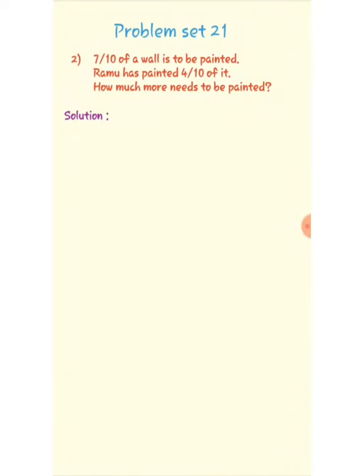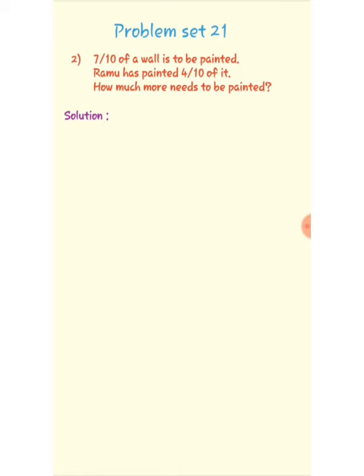Now just like the first 8 examples, one word problem is also given in Problem Set 21 that we are going to see now. Question number 2 is given. We will read the question now. 7 upon 10 of a wall is to be painted. Ramu has painted 4 upon 10 of it. How much more needs to be painted?